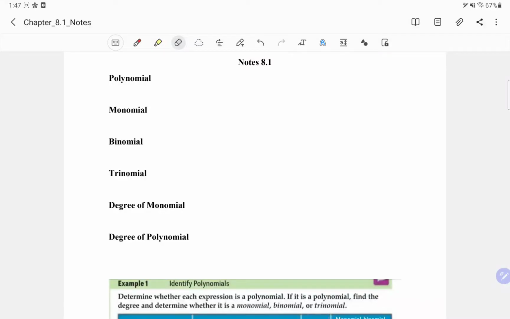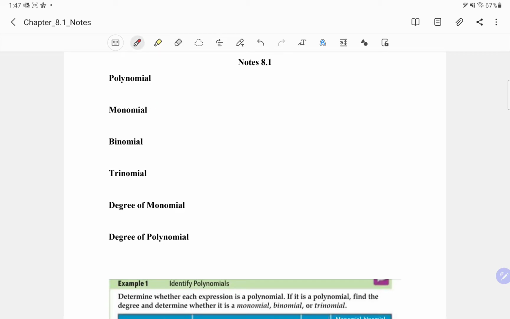We are moving on to chapter 8. All right, so we're talking about polynomials, binomials, trinomials, all those things. But the first thing you needed to remember is what a monomial is. And we talked about this in chapter 7.